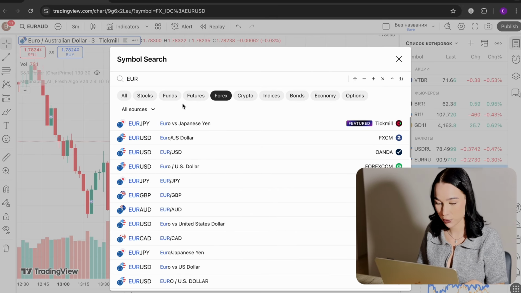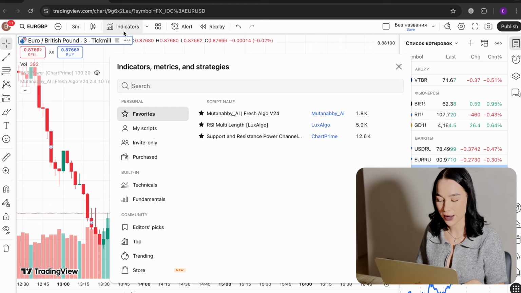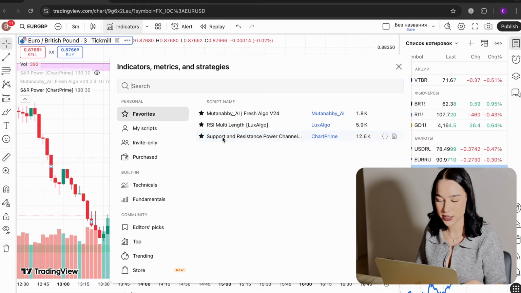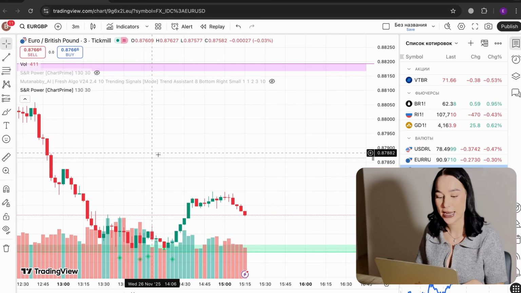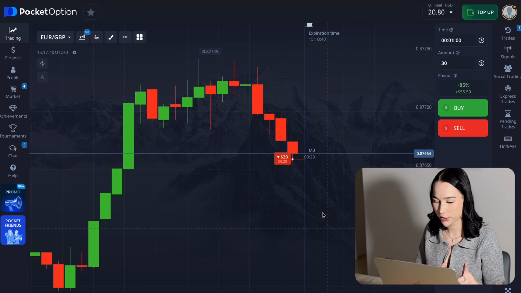And I need to find the same currency pair. Euro/GBP, here it is. And after that we go to the indicators. I already have these indicators in my favorites, and the first one is Support and Resistance Level Power. But we're going to talk about the indicators a bit later.